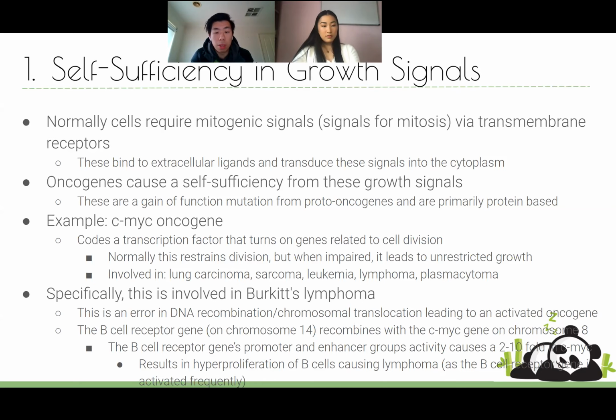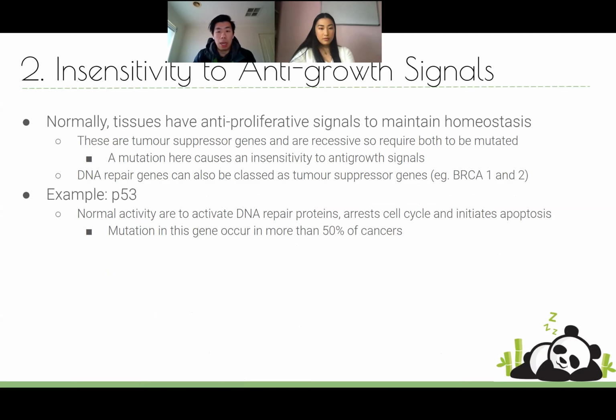That combination with the c-myc is going to overexpress that transcription factor that will normally turn genes on, causing cell division. As a result, it causes a hyperproliferation of B cells and causing lymphoma, as the B cells just kind of spam out more cells. The second is insensitivity to anti-growth signals.